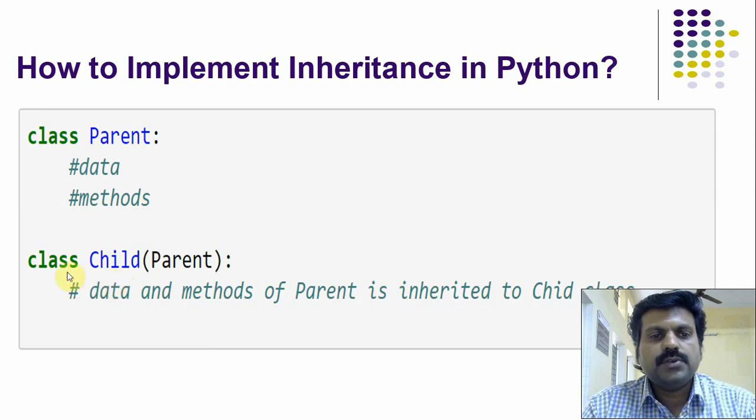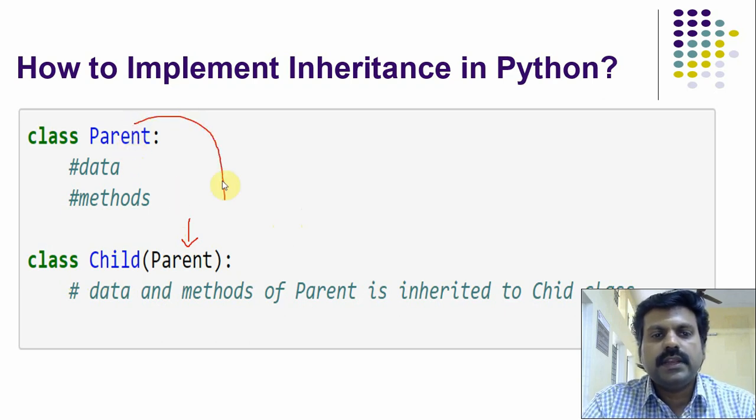So in Python, how to create child classes? You have to use the class keyword, then the child class name, and within brackets we have to mention the parent class name. For example, the name of the parent class is parent, and it should come in the bracket. So this will be the parent class and this is a child class. This child class gets the data and methods of the parent class, so it will inherit the properties of the parent class.